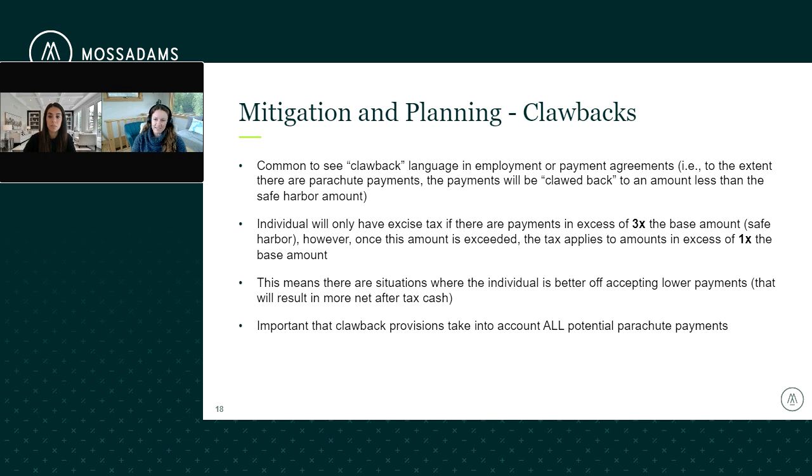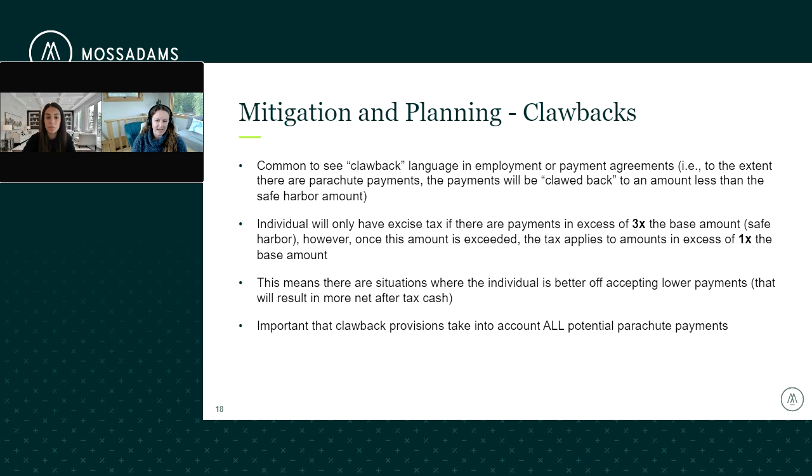Basically, an individual will only have the excise tax if there are payments in excess of the safe harbor amount, which again is 3 times their base amount or their average comp for the last 5 years. However, once that safe harbor amount is exceeded, that tax will apply to everything in excess of 1 times the base amount. So this means that there are situations where the individual will be better off giving up some of their payments, accepting lower payments to get them under that safe harbor amount so that they could end up with more cash net after tax.